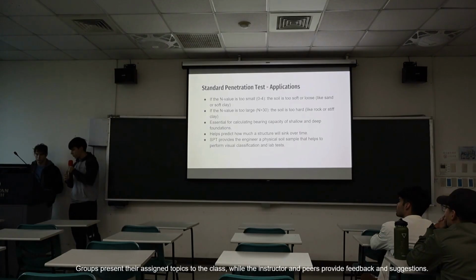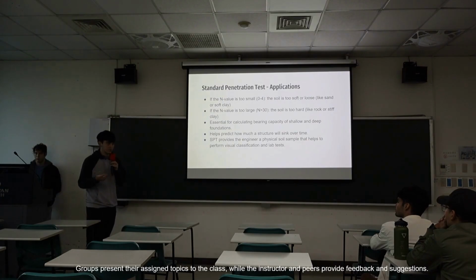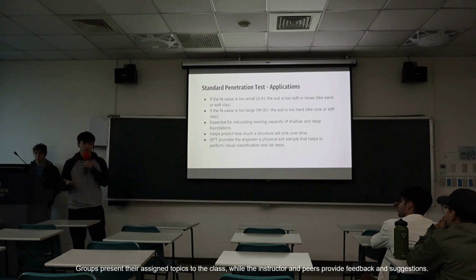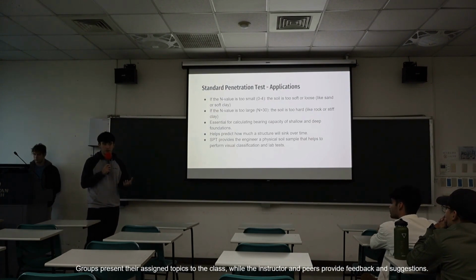And now, why is it so important? Because with the number of blows, we can obtain a lot of information from the soil. For example, if the number of blows, the N value, which is its real name, is very small, for example from 0 to 4, the soil is too soft or too loose, like maybe sand or soft clay. If it's too high, like above 30, the soil will be too hard, like decomposed rock or maybe stiff clay. It's also essential for calculating the bearing capacity of the soil, and it helps predict how much a structure will sink over time. And also, as I mentioned before, with the split spoon sampler, the test is able to collect soil samples to further analyze in labs, and it also gives visual information to the engineers.